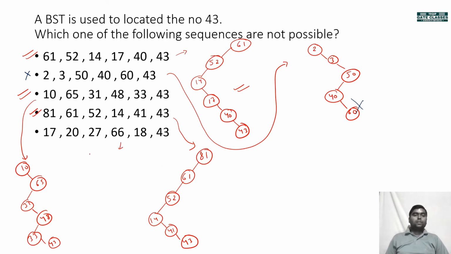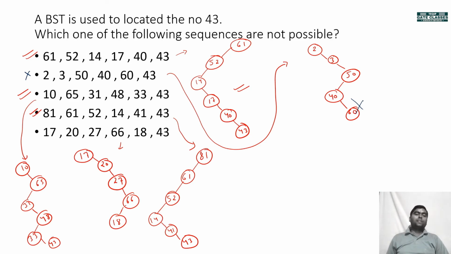The last one is 17. So 17, then 20. So 20 is this. Then after that 27. So 27 is this one. Then after 27, it is 66. So 66 is going to this, and then 18. So where will 18 come? 18 will come this side.